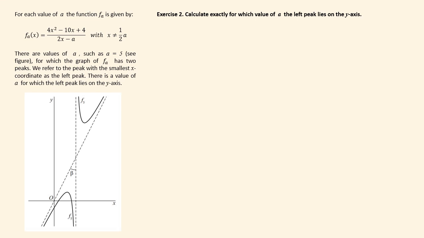We refer to the peak with the smallest x coordinate as the left peak. There's a value of a for which the left peak lies on the y-axis. And the exercise here is to calculate exactly for which value of a the left peak lies on the y-axis. Now again, we need to come up with a strategy on how to approach this exercise. I would say that a property of a peak is that the derivative of the function is 0. So our strategy will be to determine the derivative of function fa and make it 0 and solve.